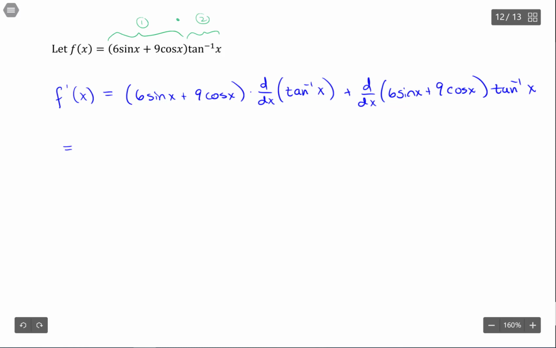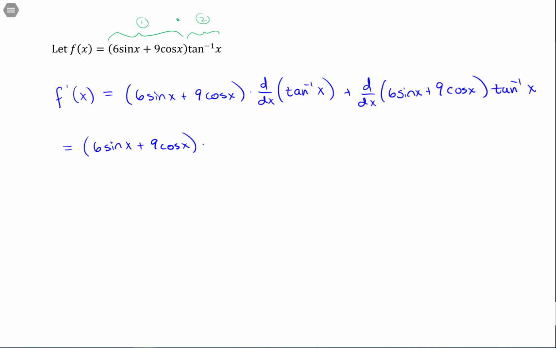Okay, now let's get busy with these derivatives. So this part is finished. We don't need to do anything else with it. So just 6 sine x plus 9 cosine x. The derivative of arctangent, that's really just a formula you should have memorized. It's 1 over 1 plus x squared.